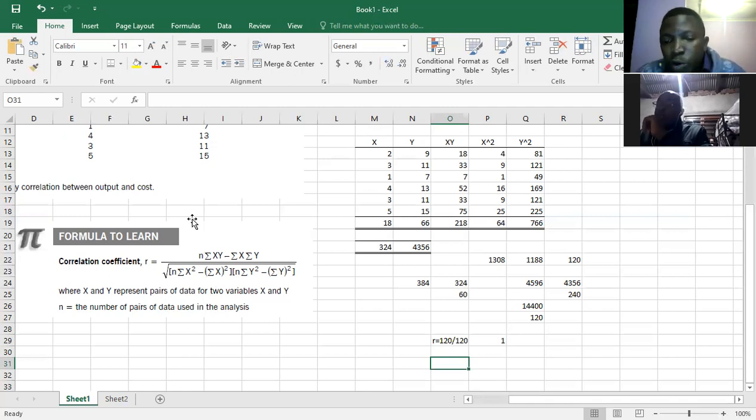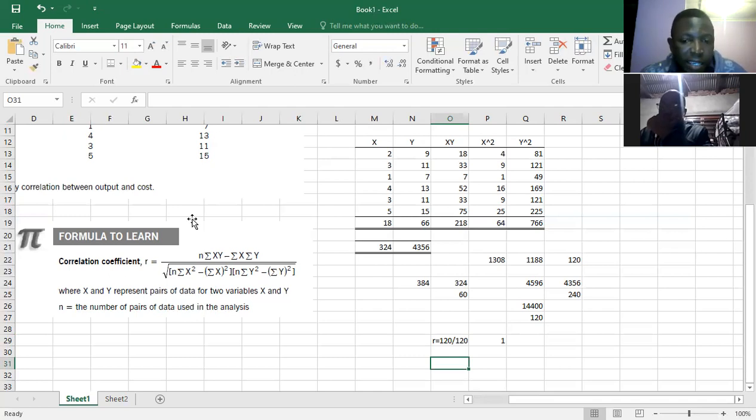So that's your correlation coefficient. A coefficient is a number without any units. So there is no kg, there is no quarter, it's just 1. That's a coefficient. So that's your correlation coefficient.